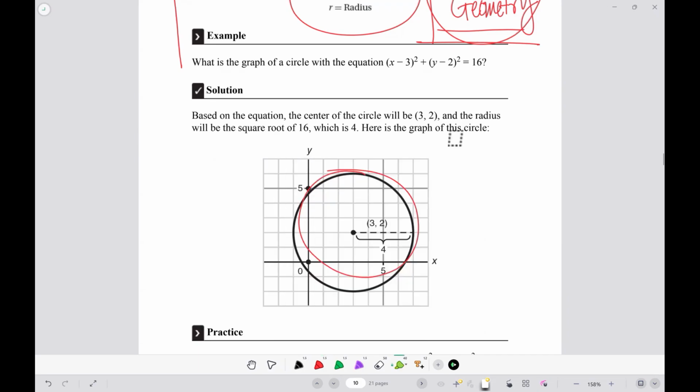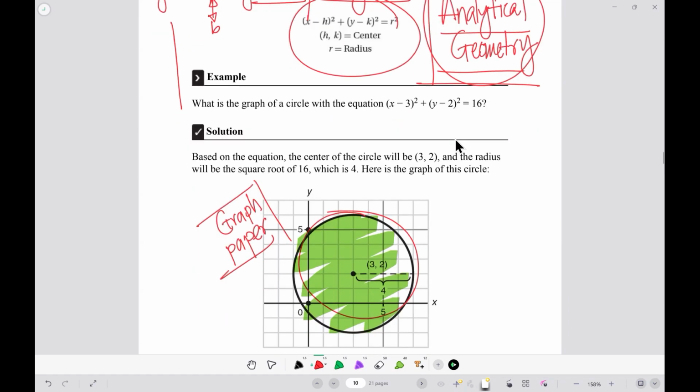Just consider this green shaded circle in a given graph paper. You just need to plot it in a graph paper. So how do you do that? You just need to use the concepts of analytical geometry.